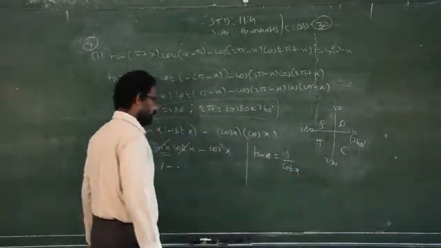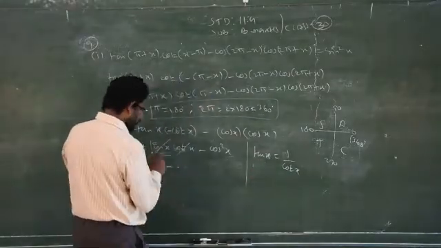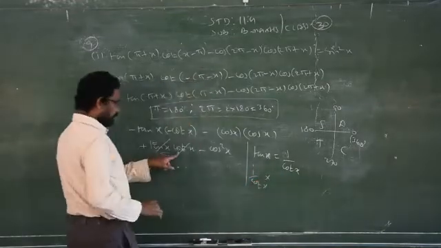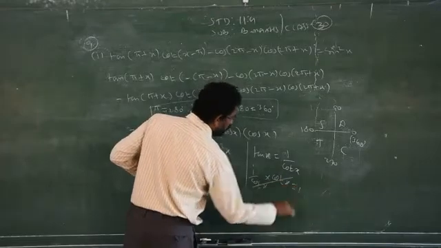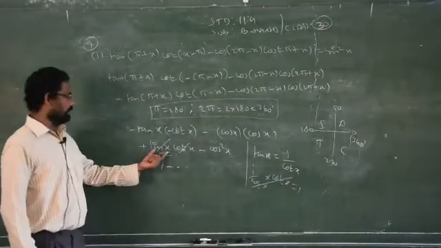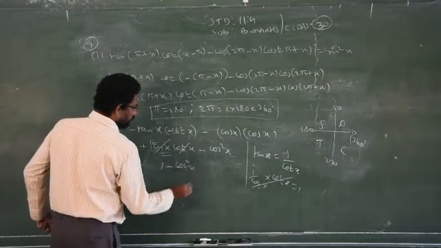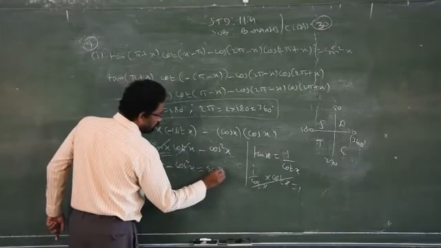Cot x. So, therefore, this tan x is replaced by 1 by cot x. Already we have cot x. These two get cancelled, so the answer is 1. Therefore, I am writing straight away as 1, minus cos square x. From the identity, this is nothing but sin square x.